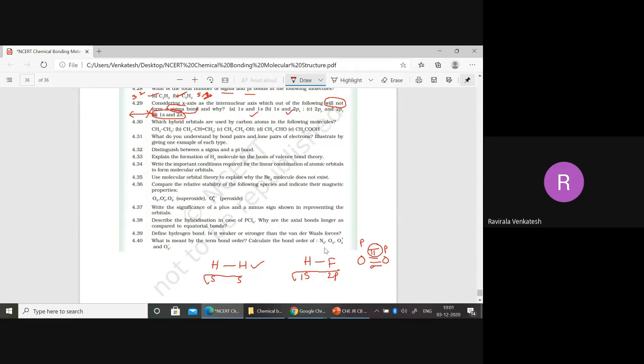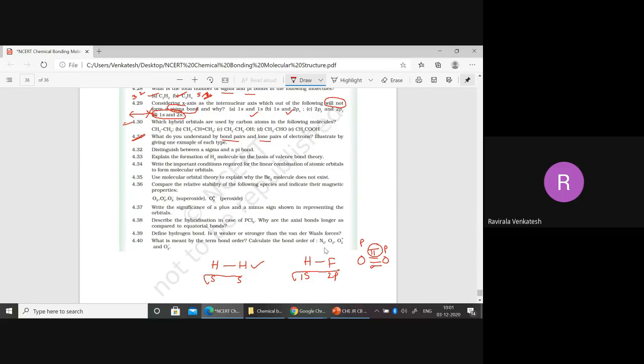I'll move to the next one. 4.30 I will explain later, once we complete this one. What do you understand by bond pair and lone pair of electrons? Illustrate with one example. Just now I told what a bond pair and lone pair are. You take water and show me what lone pairs we have. You can do this one.